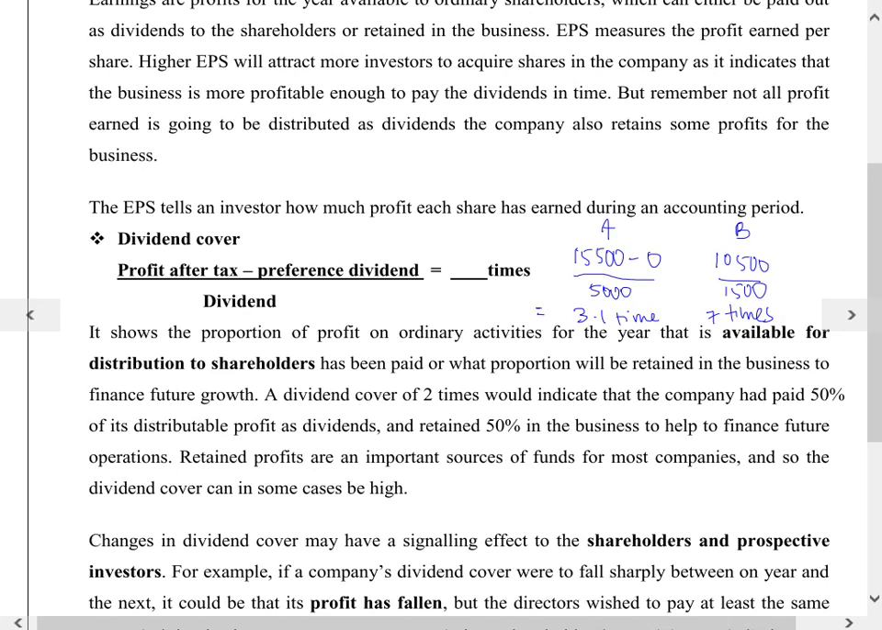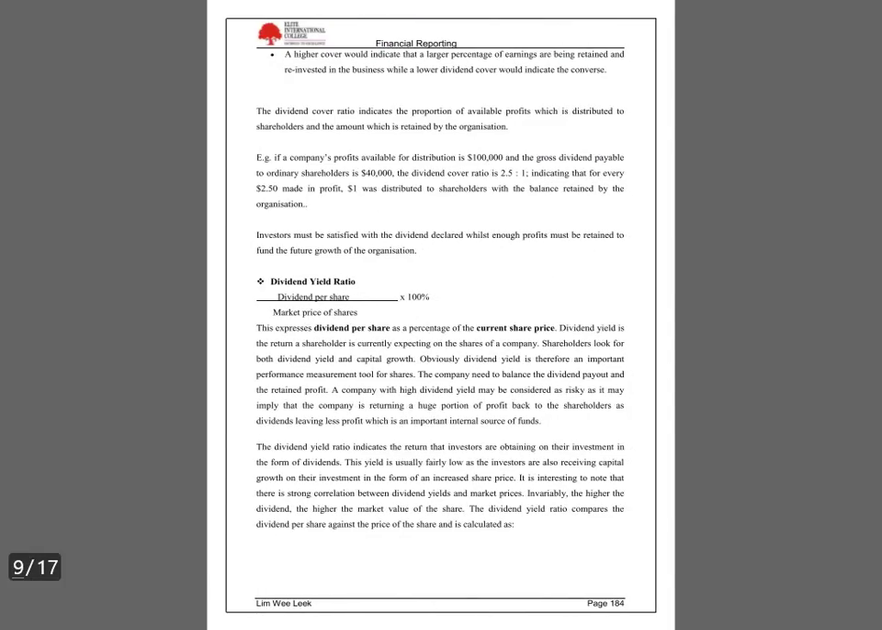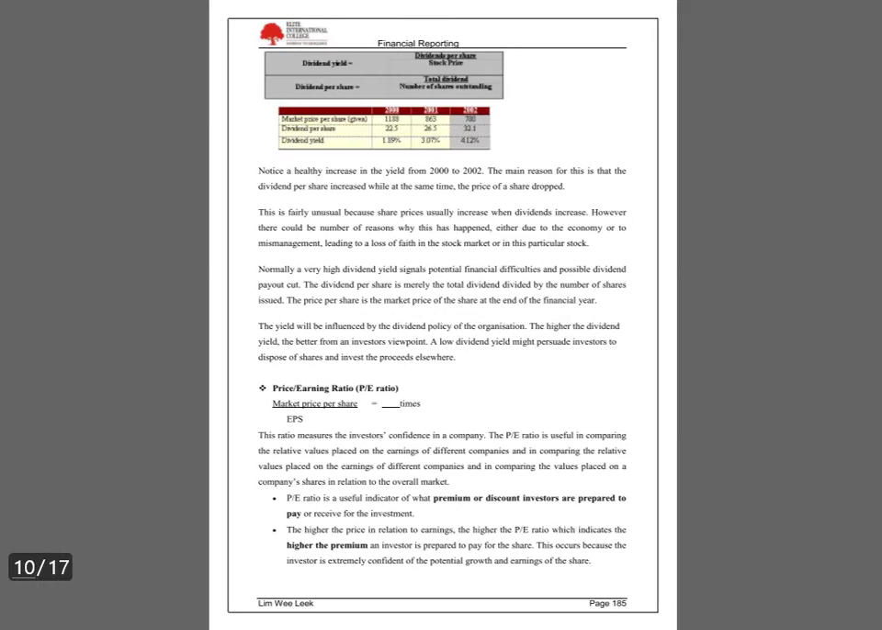Meaning they have more to pay in the future. Correct? Whereas A is 3 times. If they maintain 5, they can only pay 3 times. Here, if they maintain, they can pay 7 times. So their ability to pay in the future will be higher for B. As an investor, B will have more capability to pay, so that's why we may want to go for B. Which is better from the investors' point of view. Then we have dividend yield. Yeah, we're going to skip that also.